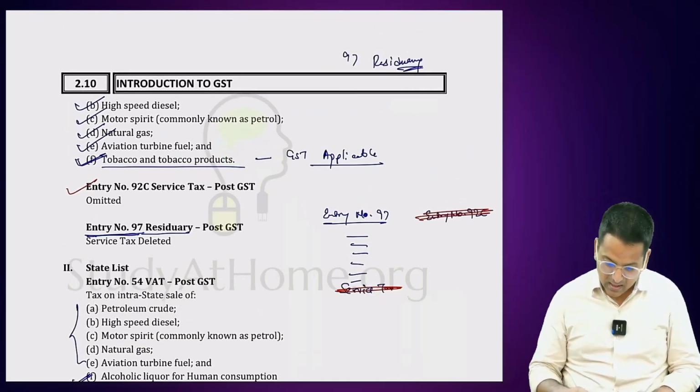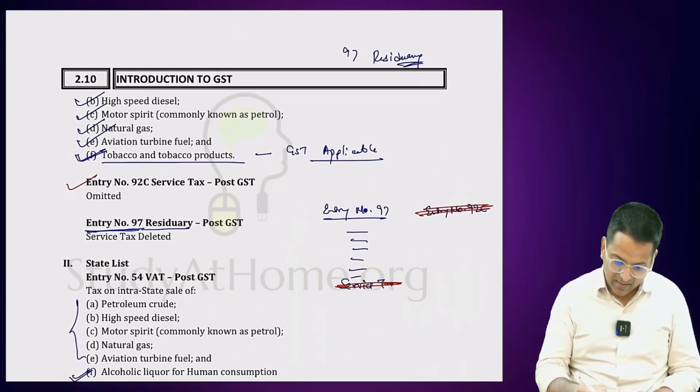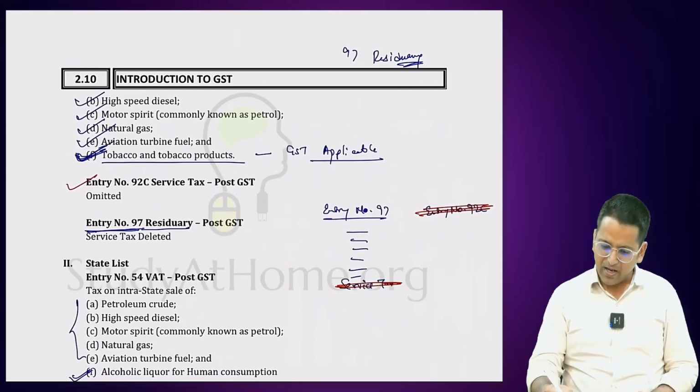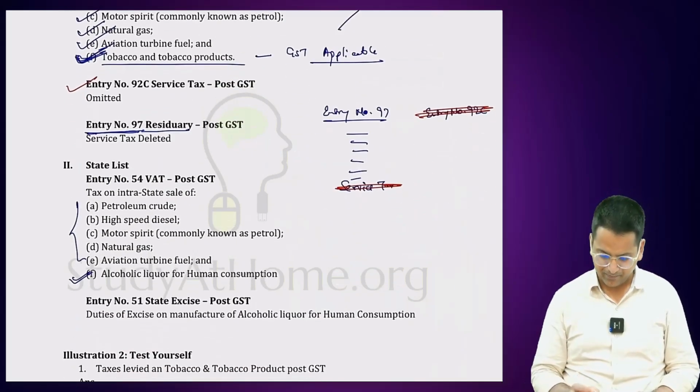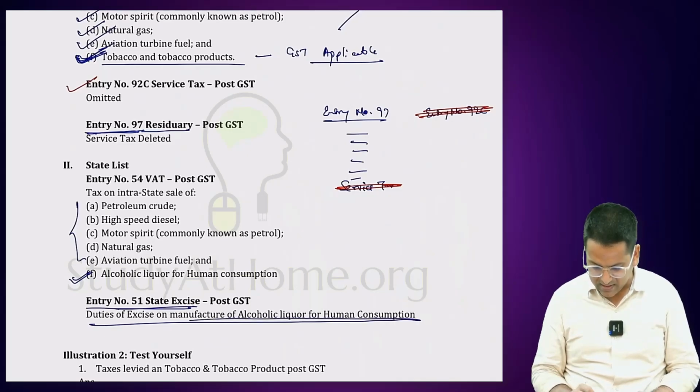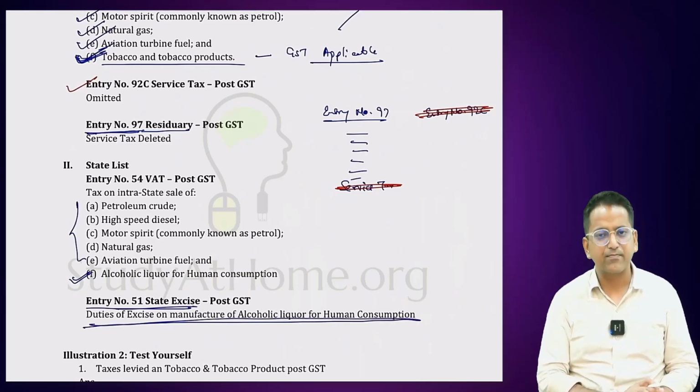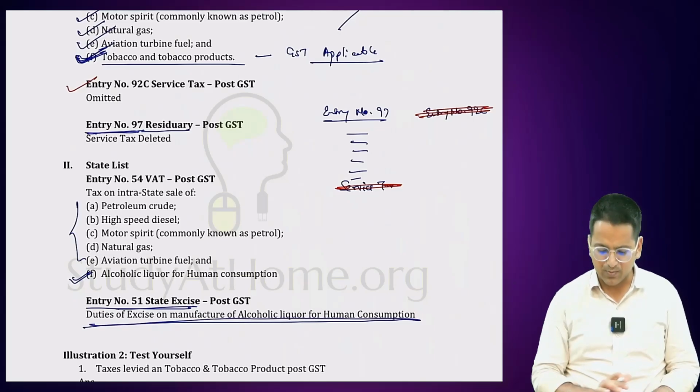Pay attention. In excise duty, you studied 5 petrol products and tobacco. Why wasn't alcohol studied here? Because state excise duty is levied on alcohol. Okay? Entry number 51, state excise duty, in this alcohol is written the same way as it was before. There is no change in this. Okay, in this alcoholic liquor for human consumption, it's still written.